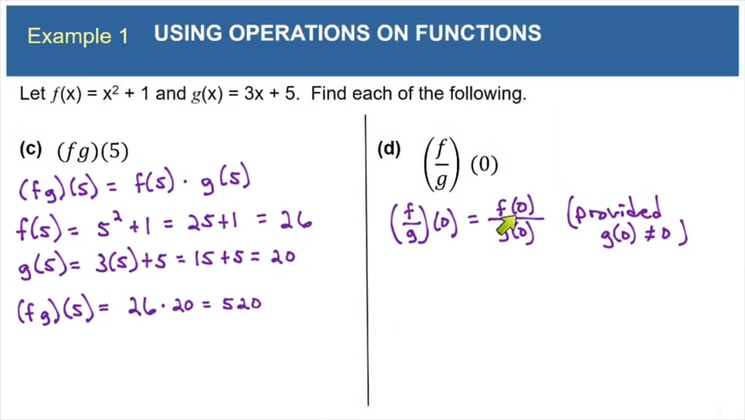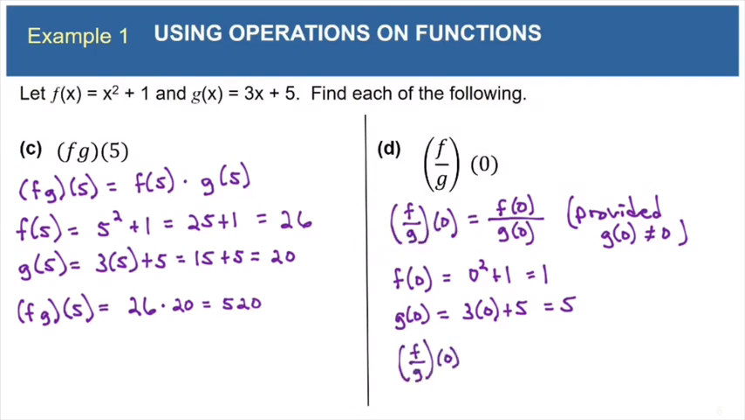So now let's evaluate each of these. Plugging 0 into the f function, 0 squared plus 1 is 0 plus 1, that's 1. And plugging 0 into the g function, g of 0 would be 3 times 0 plus 5, which is 5. And then to put it together, f divided by g of 0 would be f of 0 over g of 0, which is 1 over 5. And since this can't be simplified, that's our final answer.